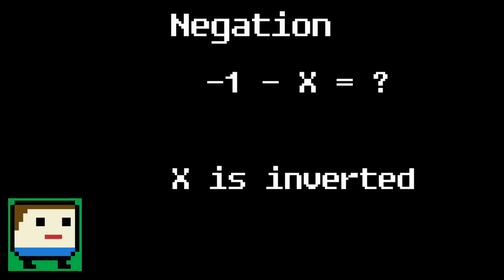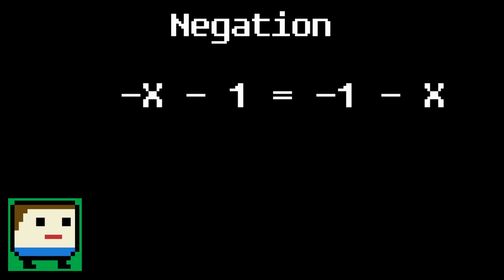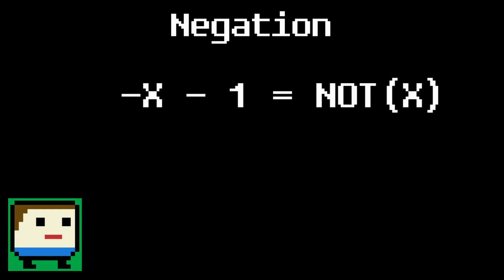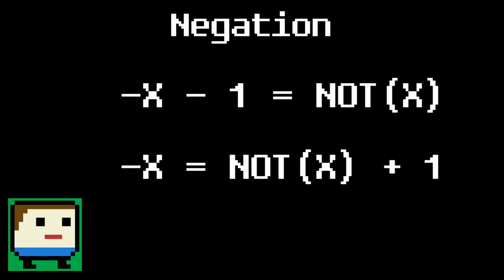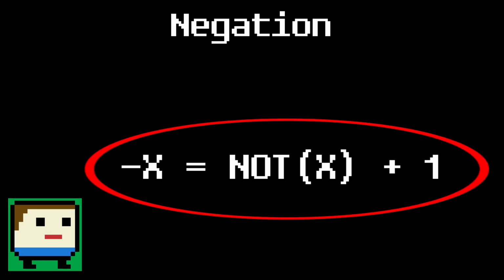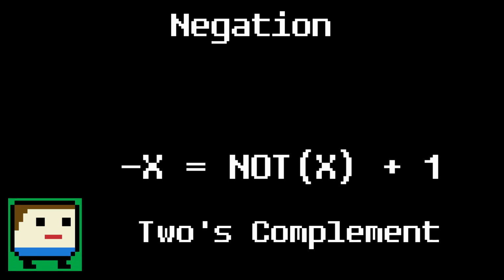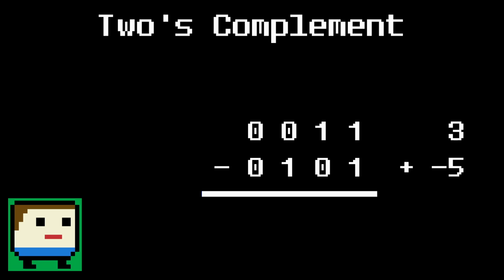And from this, we can conclude that negative 1 minus x is equal to not x, and this is our key discovery. Let's substitute this back into the equation, so now we have negative x minus 1 equals not x. We can isolate negative x by moving negative 1 to the right side, leaving us with our formula. Negative x equals not x plus 1. So to negate a number, we invert all of its bits and add 1. This process is called 2's complement, and it's exactly what electronic computers use because of how easy it is to operate with. Let's apply this to our previous example of 3 minus 5.